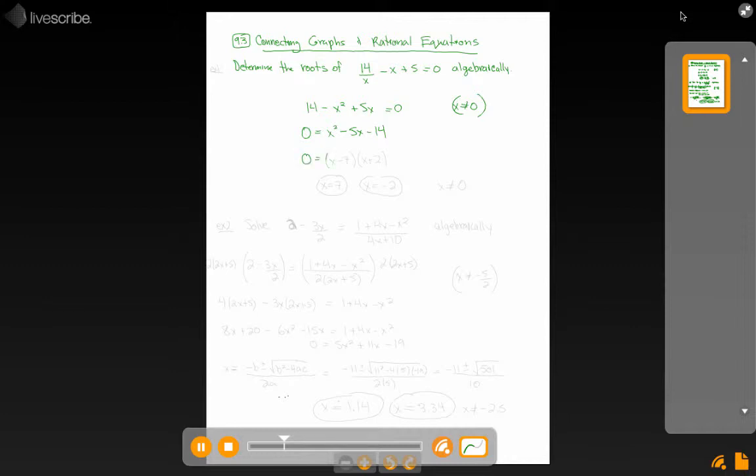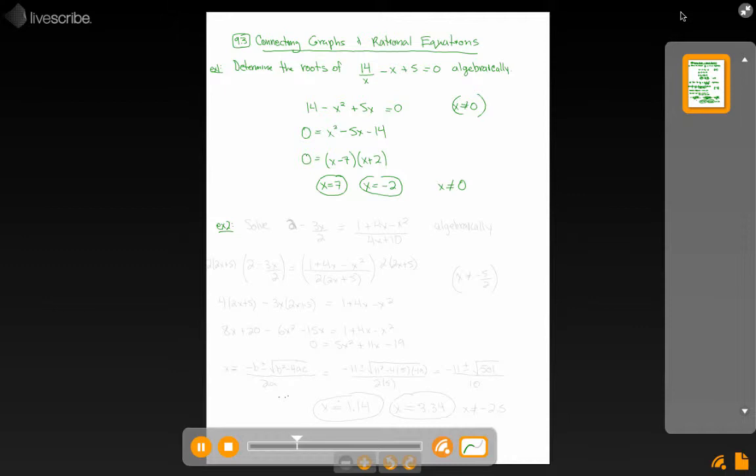Factor it, and I've got x minus 7 times x plus 2. And so I get two possible answers, x equals 7 and x equals negative 2. My only non-permissible value was that x can't equal 0. I can check both these answers, but I should find that I have two good answers here.